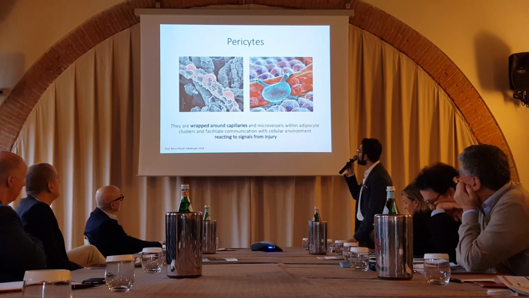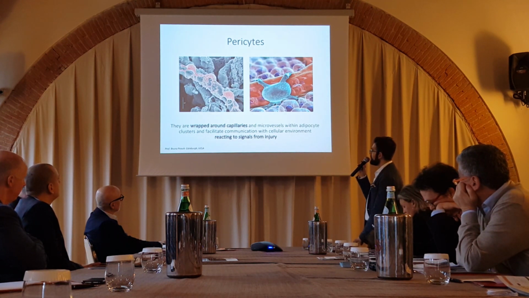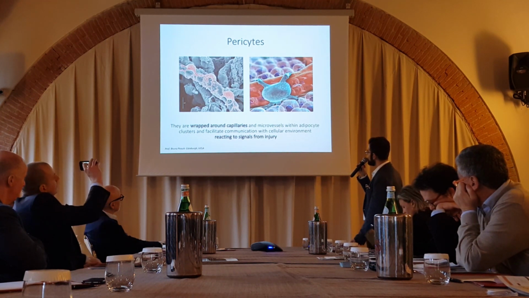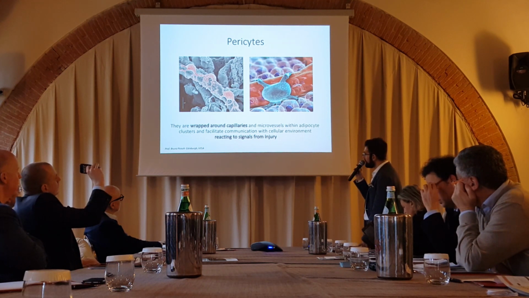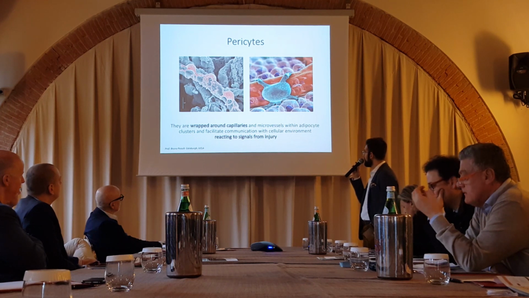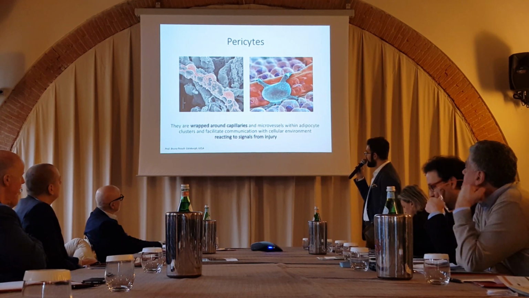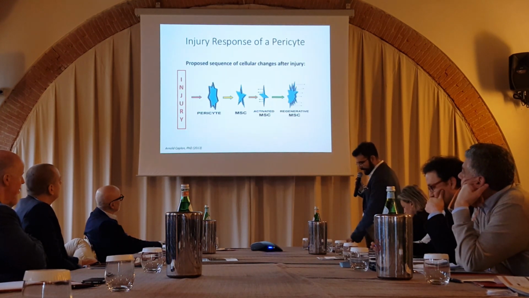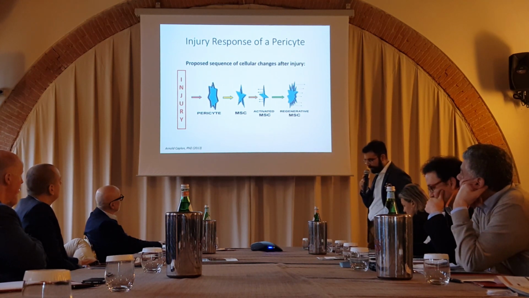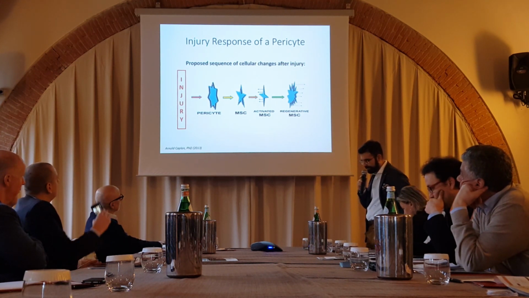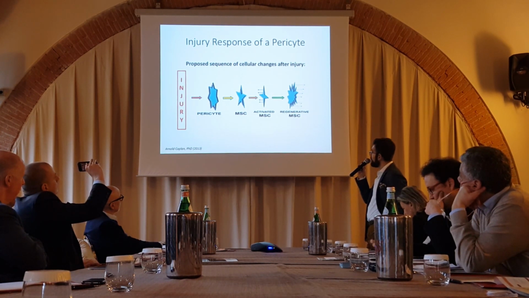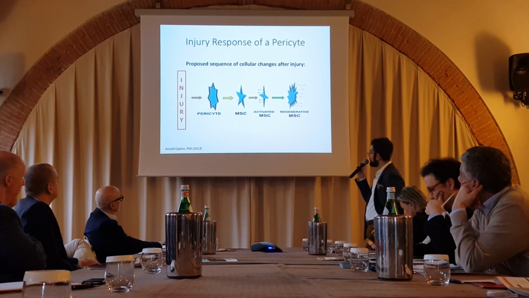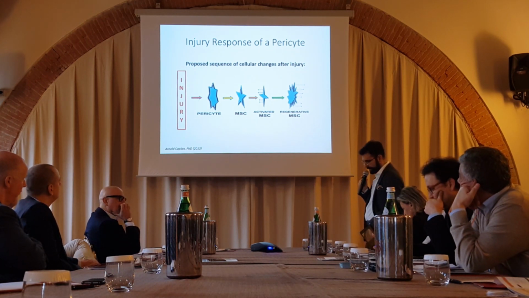But focus on the pericytes. These are cells that are wrapped around capillaries and microvessels within adipocyte cluster and facilitate communication with cellular microenvironment, reacting to signals from injury. Here, in fact, there is the proposed sequence of cellular changes after injury. From an injury, the pericyte become a mesenchymal stem cell, then activated, and the cell with a regenerative potential.